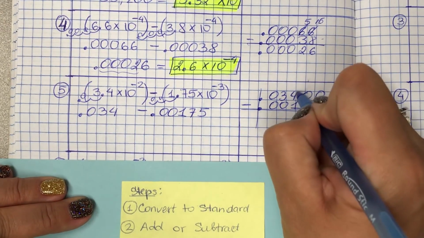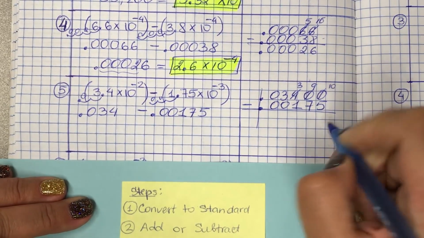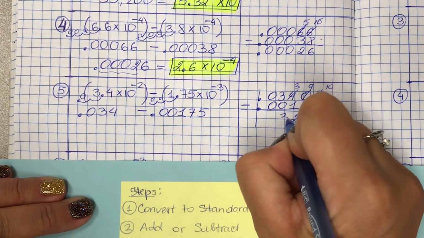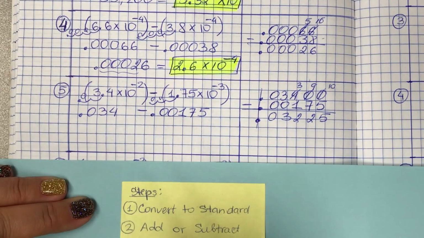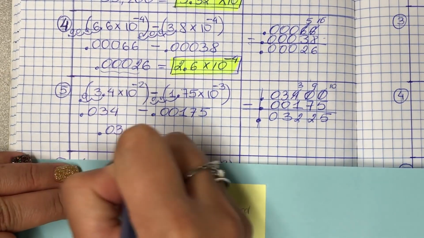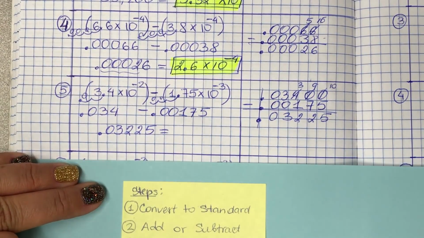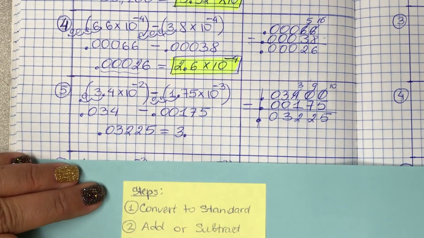And then we use our rules to subtract. The decimal in the answer is lined up as well. So our answer, 0.03225, in scientific notation will be 3 point, the decimal placed after the first significant digit.